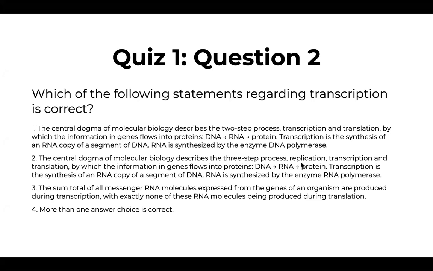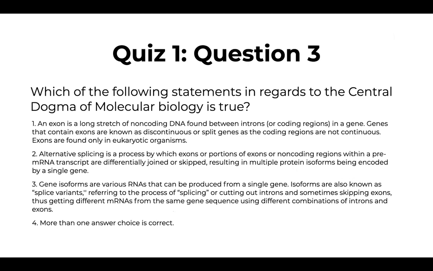If you read through, we know for sure that number 1 is not correct because you can see their DNA polymerase. So it's obviously not DNA polymerase, but RNA polymerase. And we know that number 3 is also correct because the sum total of all messenger RNA molecules expressed from the gene of an organism are produced during transcription, with exactly none of these RNA molecules being produced during translation. What is produced during translation? It's the protein. So let's go to question number 3.